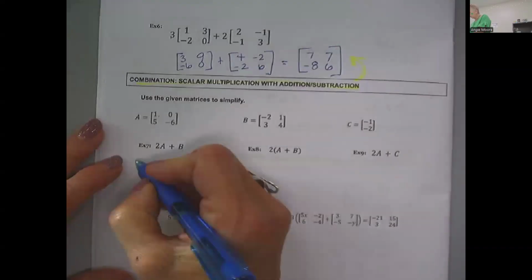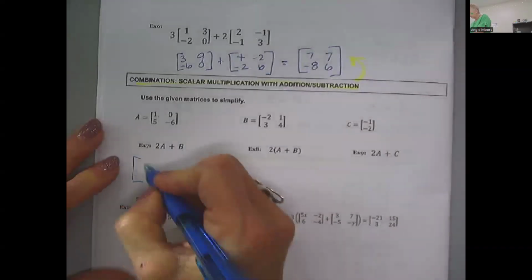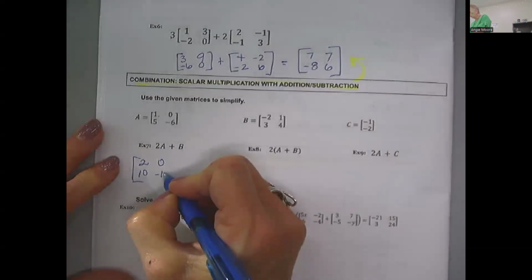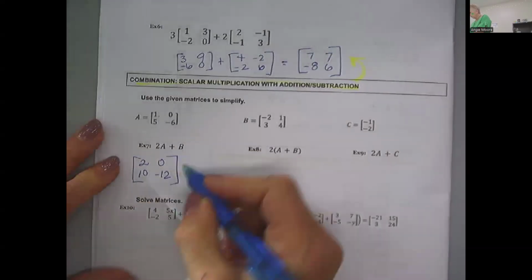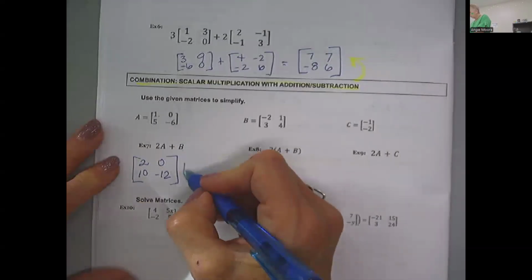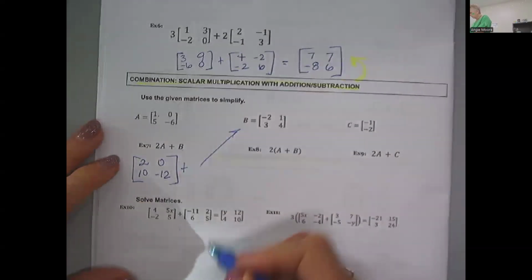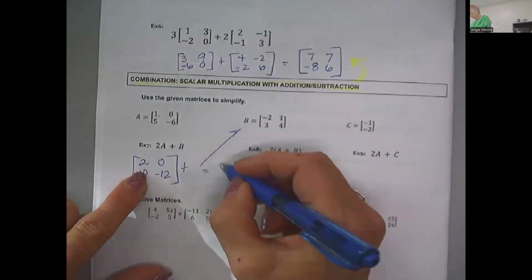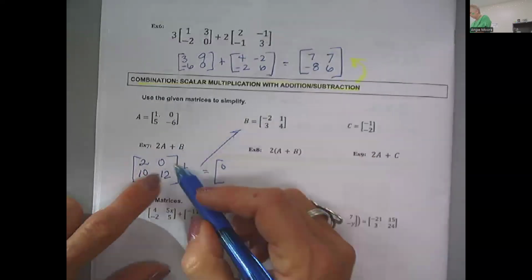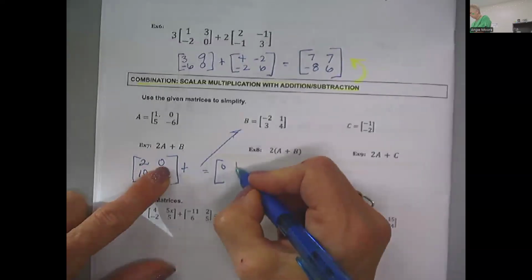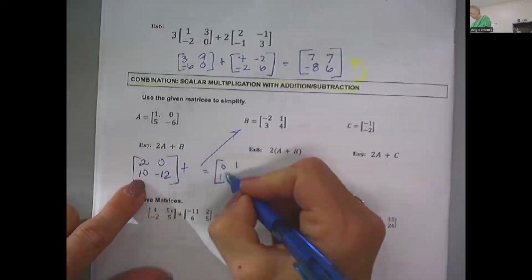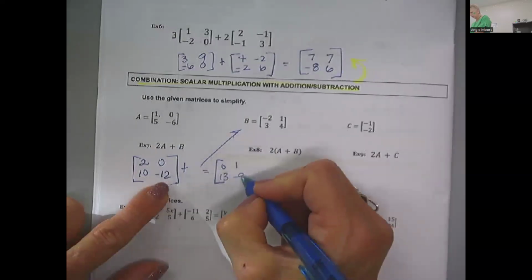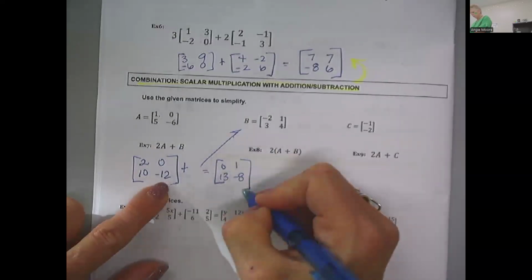Multiply 2 times all of your A matrix. And we're just going to roll quickly because we've got to get to the hard stuff. And we're going to add that with the B matrix. And I'm not going to rewrite the B matrix. So 2 plus -2 is 0. 0 plus 1 is 1. 10 plus 3 is 13. And -12 plus 4 should be -8. There we go.